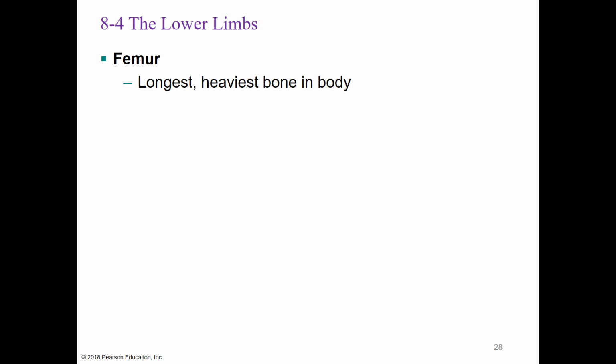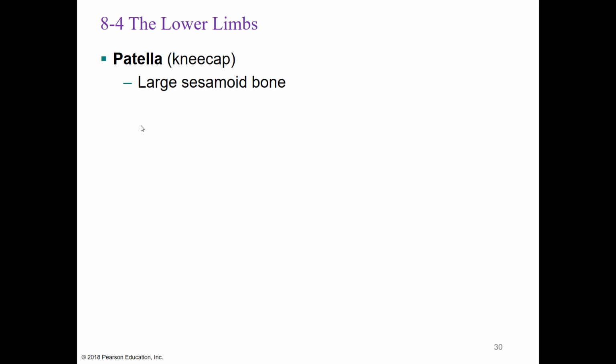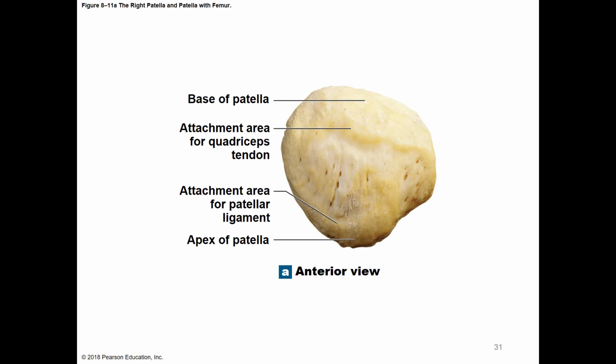So the femur is the longest, heaviest bone in your body. Here's the femur. It does have a head on it, just like the humerus has, and that's going to allow it to pop into the os coxa, into that socket called the acetabulum. The patella or kneecap is a large sesamoid bone. We talked about those back in chapter 6.